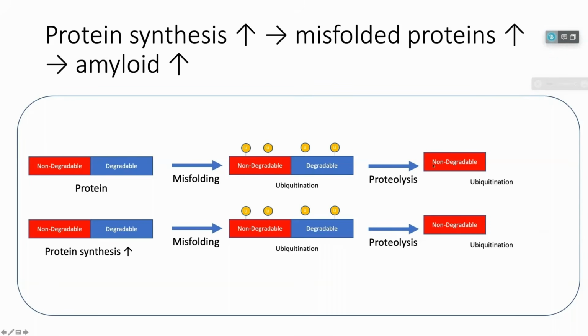So what happens is that when I overproduce protein, in the case of diabetes type 2, if I'm making a ton of insulin, which is also released with amylin, some of the amylin is going to misfold. Some of the amylin is going to be ubiquitinated. Some of the amylin is going to undergo proteolysis, but I am going to be left with the non-degradable parts of that amylin over time.